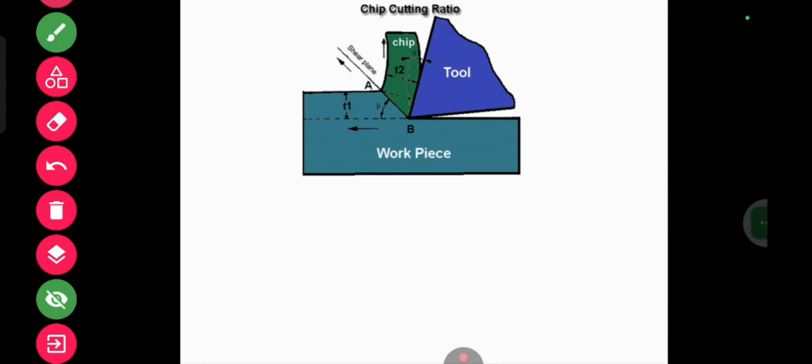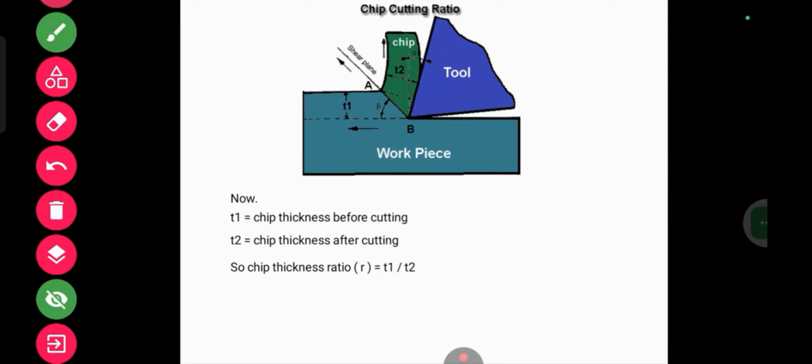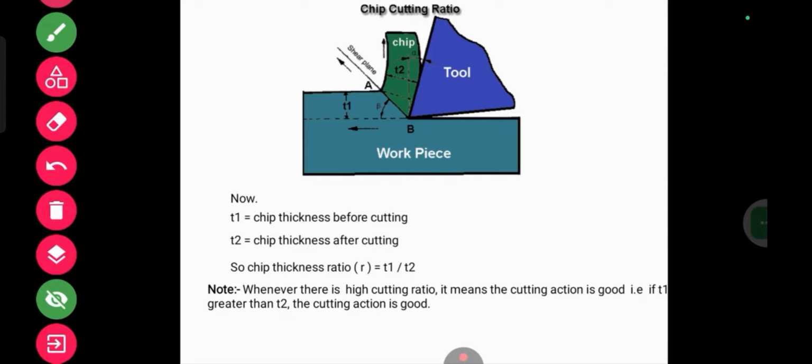Now let's see the formula of the chip thickness ratio using the diagram. We know that T1 is the chip thickness before cutting and T2 is the chip thickness after cutting. So the chip thickness ratio will be T1 by T2. One thing to be noted is that whenever there is a high cutting ratio, it means the cutting action is good. That means if T1 is greater than T2, the cutting action is good.